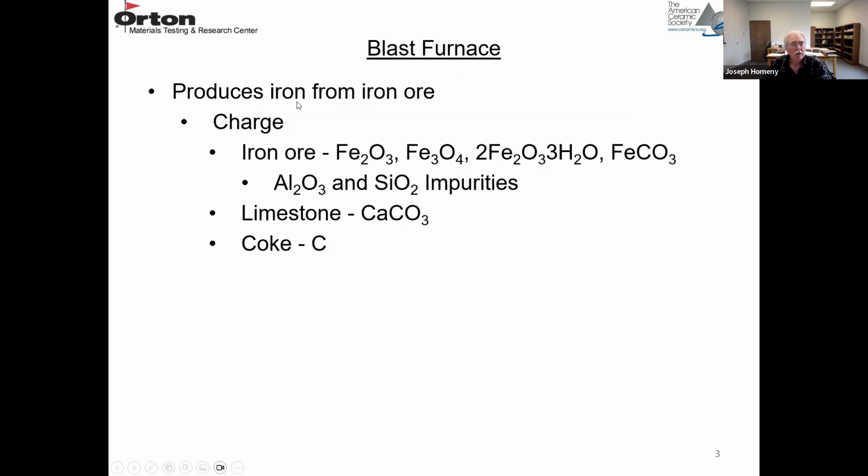So the blast furnace produces iron. There are various iron ores, Fe2O3, Fe3O4. This is Fe2O3, but it's hydrated. This is an iron carbonate. The impurities are usually alumina and silica. So you have your iron ore. Limestone is the calcium carbonate. That makes the slag. And your carbon source is coke. That reduces the iron oxides to metallic iron.